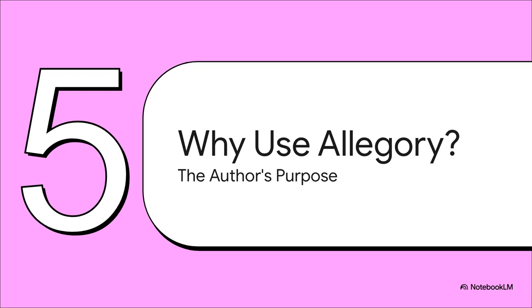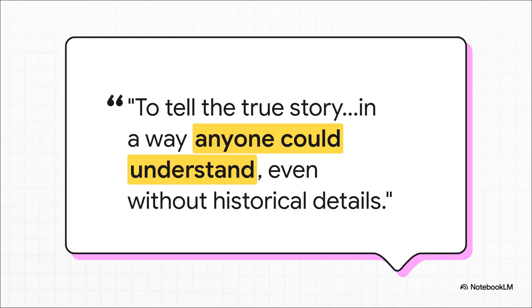So this begs a really important question. Why? Why go through all this trouble? Why not just write a nonfiction book about the Russian Revolution? What's the point of creating this whole elaborate code? Well, Orwell himself actually told us why. He wanted to expose the terrifying truth of what was happening in Soviet Russia, but he wanted to do it in a way that anyone could get. I mean, you don't need a history degree to understand a story about greedy pigs taking advantage of hardworking horses. The allegory makes this really complex, heavy history feel personal and immediate.